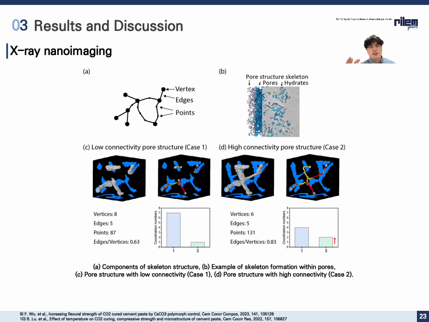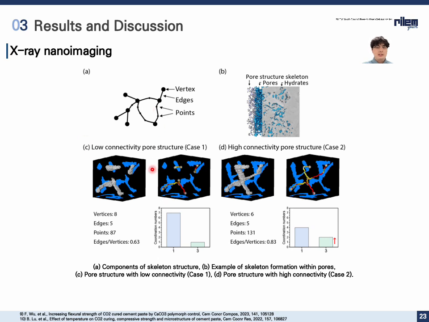So, to understand how the presence of vaterite enhances the fire resistance, the nanoscale pore structure and the nanoscale vaterite structure should be analyzed by nanoscale CT. Especially, we focused on the skeleton-based pore analysis, which was conducted to quantify the pore network connectivity. As you can see in A, it shows the conceptual components of the skeleton: the vertices, the edges, and points. By quantifying these vertices, edges, and points, we can know how the connectivity is composed.